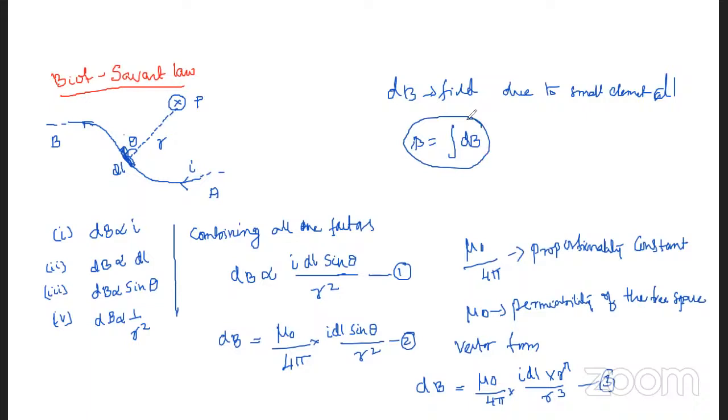If you do the integration of this dB, we are going to get that. So this is what we call the Biot-Savart law. dB equals mu naught by 4 pi into I dl r by r cube in vector form. Next, we will calculate the magnetic field due to a long straight conductor carrying current.